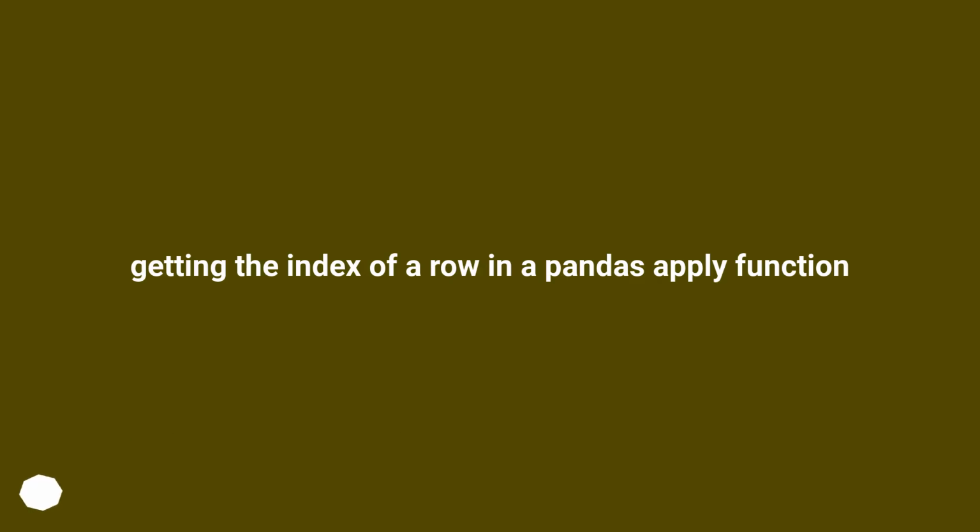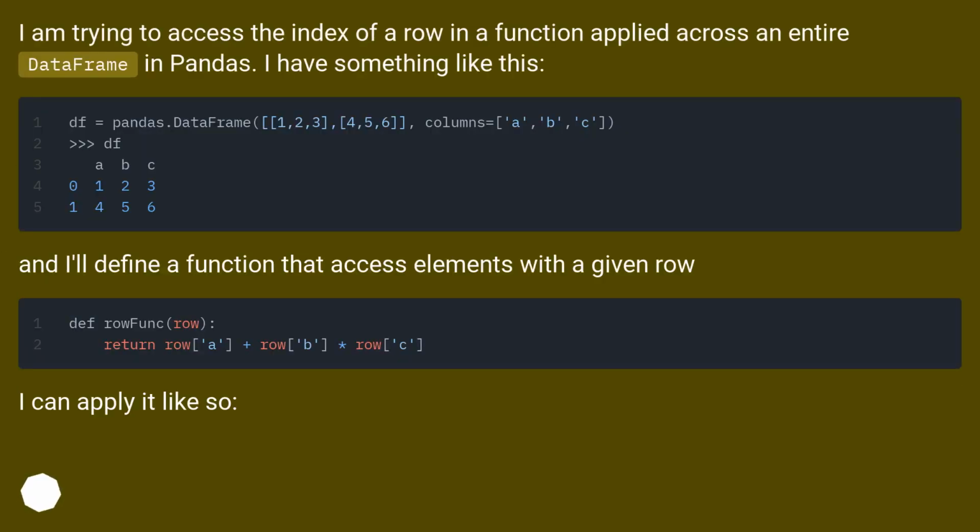Getting the index of a row in a pandas apply function. I am trying to access the index of a row in a function applied across an entire data frame in pandas. I have something like this.